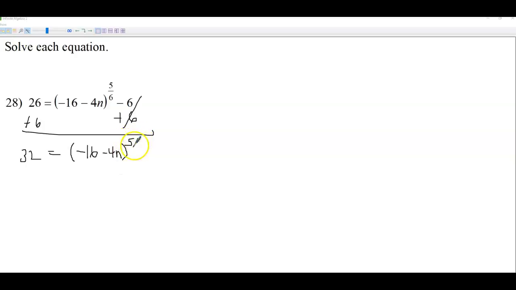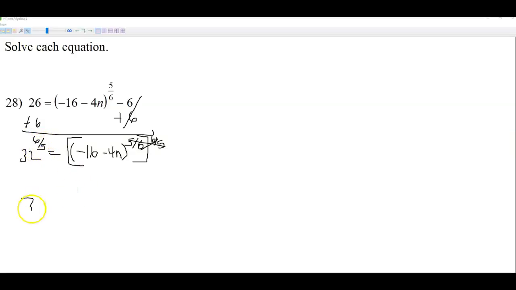Now here's where the magical move comes in that tests your knowledge and your ability to actually do these problems. What we want to do is get rid of that 5/6 power. The way you do that is by raising this whole side to the opposite power, the reciprocal, 6/5 power. Because if we do that, you would multiply these, and 5/6 times 6/5 basically cancel each other out. And I'm allowed to do that so long as I also raise this other side to the 6/5 power.